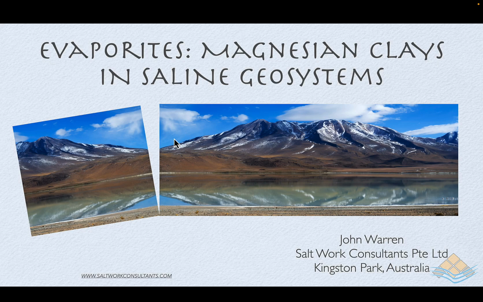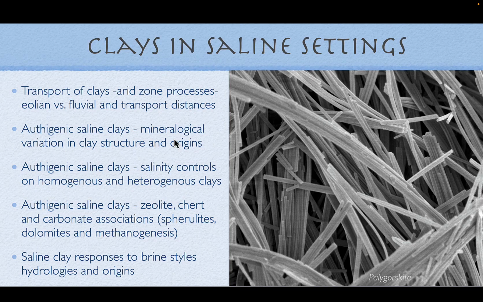This module deals with saline clays, especially magnesian saline clays, across a range of saline geosystems. In this first sectional chapter, we'll look at the transport of clays with a focus on arid zone processes and discuss whether eolian or fluvial transport mechanisms dominate and how they change with relative distance from the supply area.